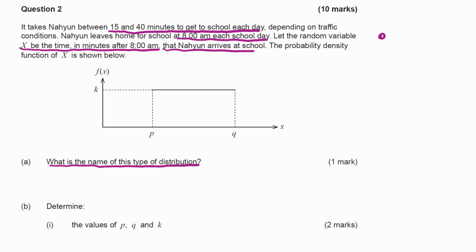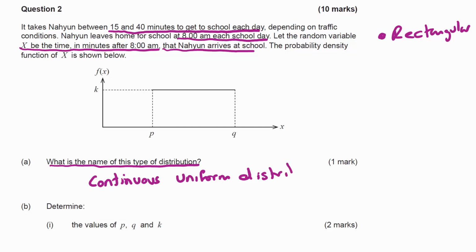Well, the common term is, we call it the rectangular distribution, but the proper name for this is the continuous uniform distribution. Now we're asked to determine the values of P, Q, and K.